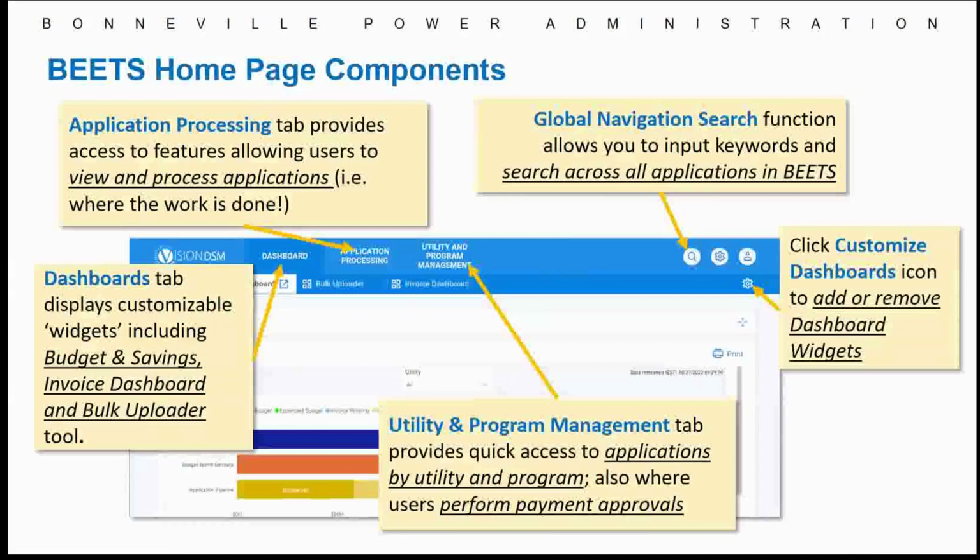So the dashboards is where you're going to land. I talked about the widgets. So this is going to have details about your budget and your savings information. It's going to show you status and details of those invoices as they process through the financial system at Bonneville. And this is also a place where for certain programs, programs like UES, there will be a tool or a widget that allows you to upload an Excel file containing bulk data. So we'll talk through that.